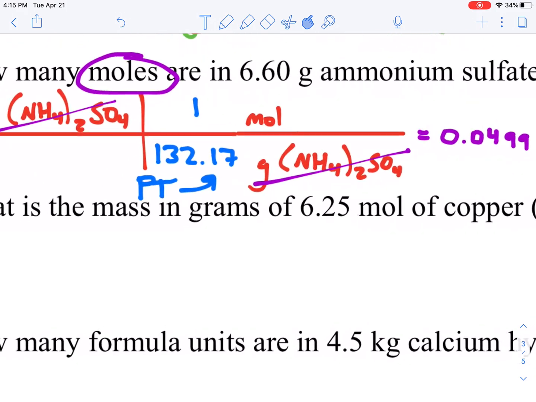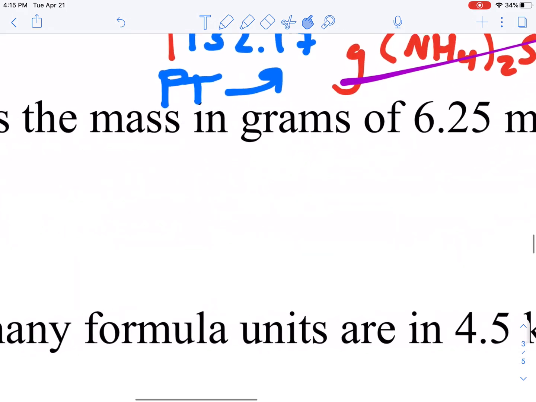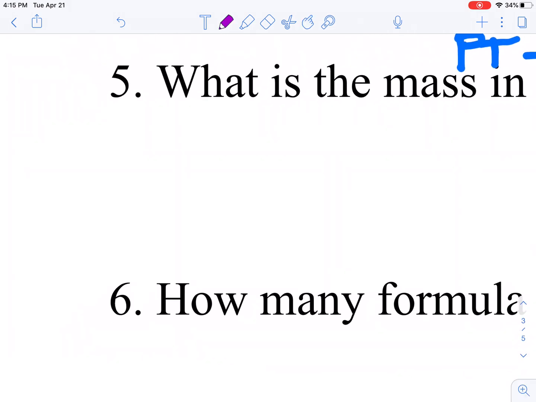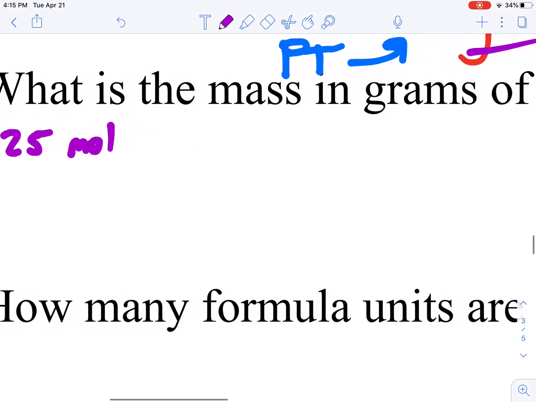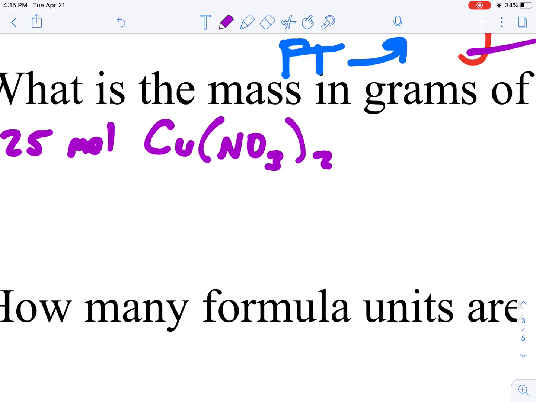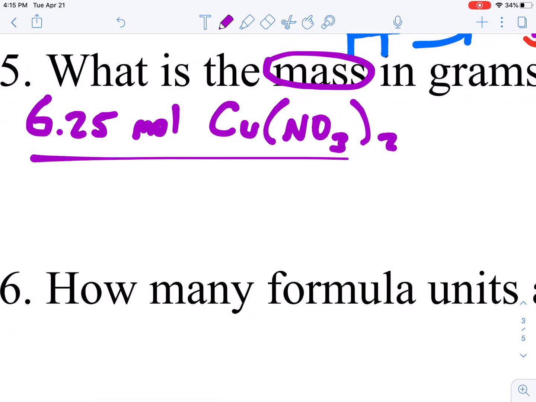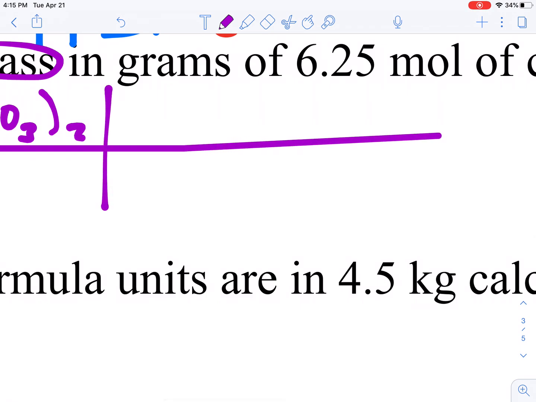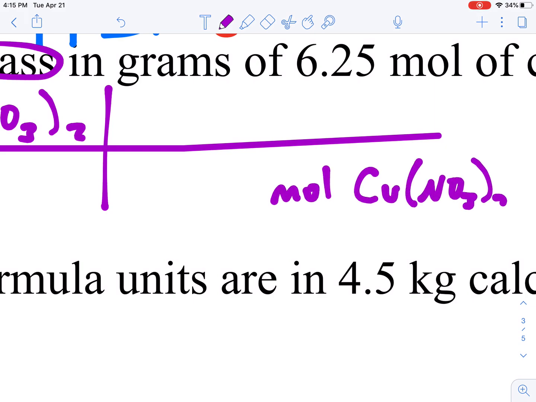We have 6.25 moles of copper 2 nitrate, which is Cu(NO3)2. We are interested in the mass. So we know some things, right? We know automatically what has to go in the bottom of the next line. We're already in moles, so we know that moles of Cu(NO3)2 needs to go in the bottom.